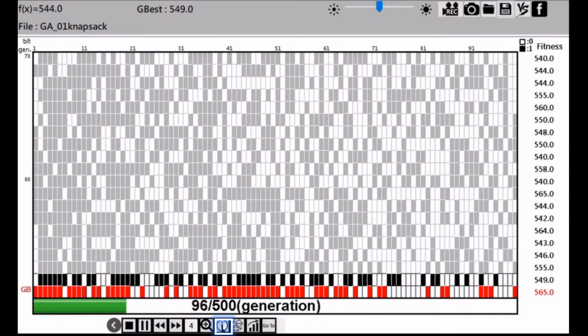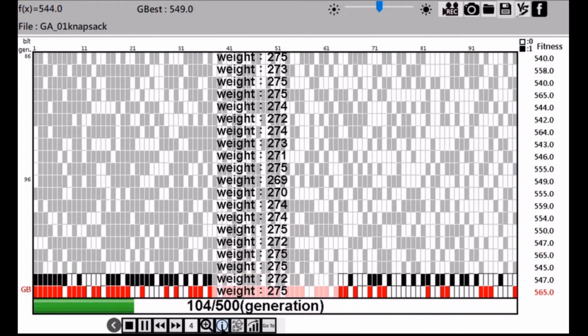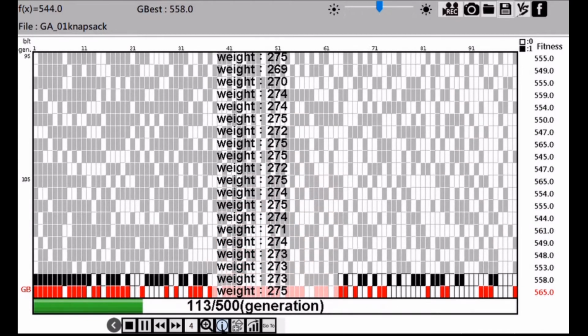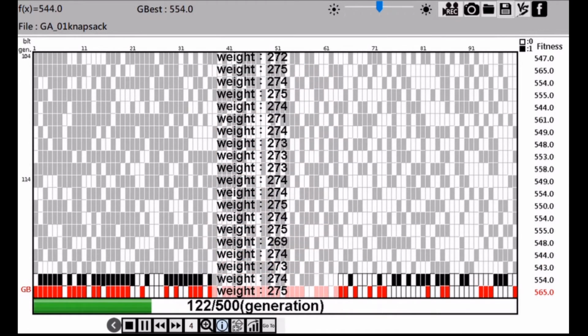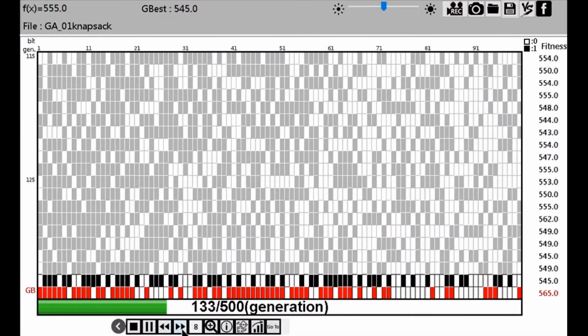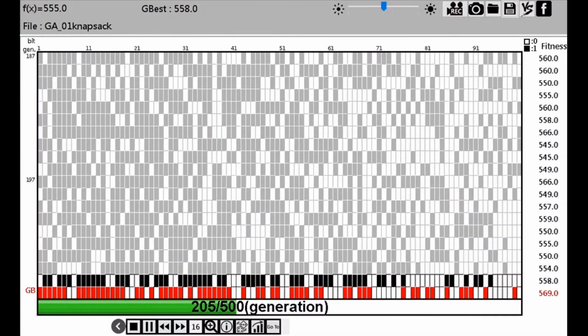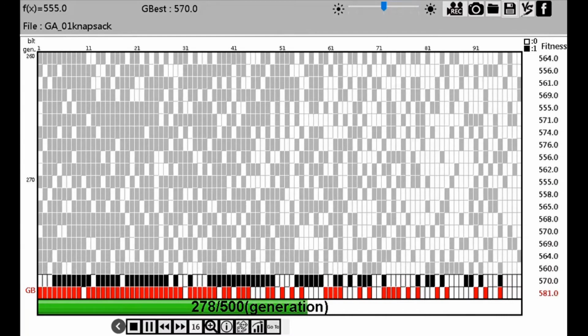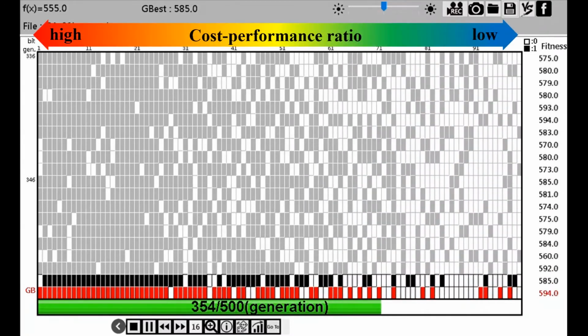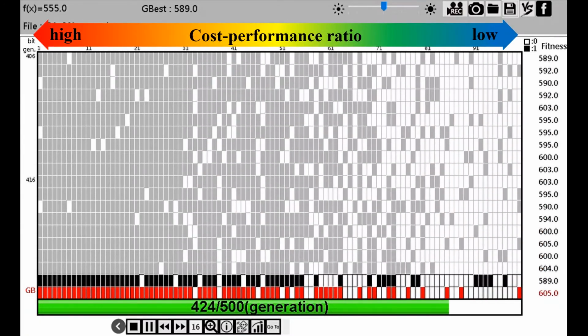DVTOP can also show detailed information to assist researchers in analyzing algorithms, such as the weight of the 0-1 knapsack problem. As the iteration increases, the black blocks are concentrated on the left side, which means GA selects the higher cost-performance ratio items.